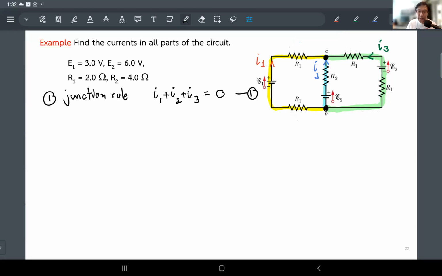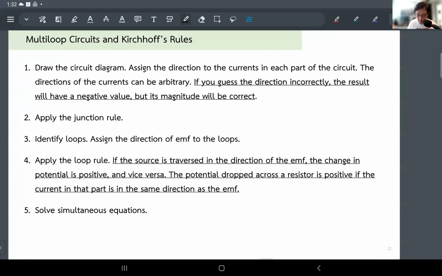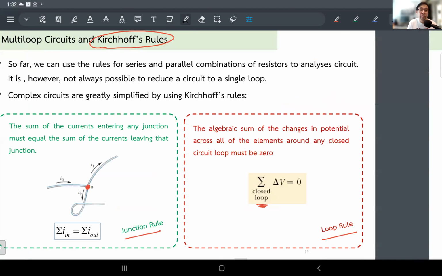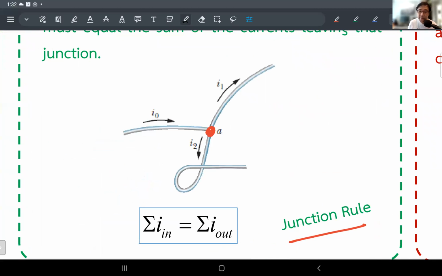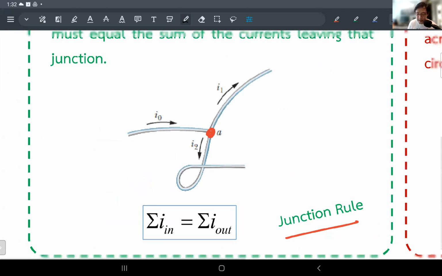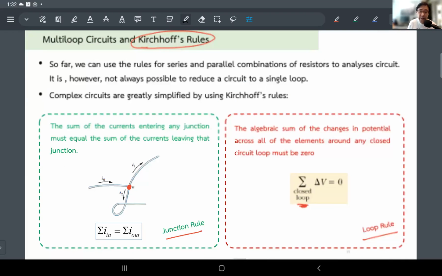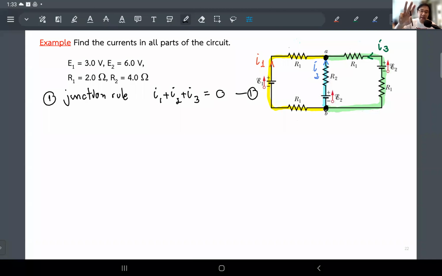Okay, number two. Now that's done for the junction rule. So I hope you understand what this rule is. That's simple. Just figure out that at any junction, currents flowing in must be equal to currents flowing out. You get the first equation done. But the thing is, with just the first equation alone, you see that now you have three unknowns waiting for you to solve. So you need two more equations. And those two more equations come from the other rule that you still have left.